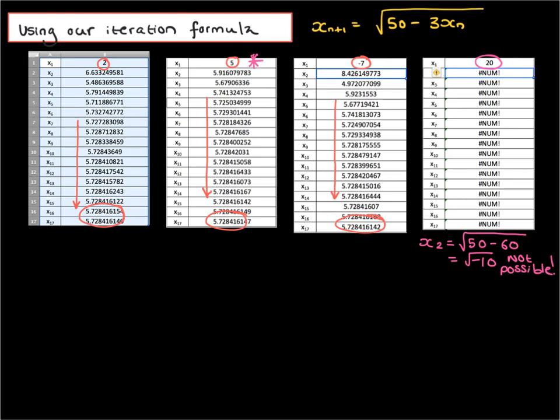Now, have an experiment with this yourself, try different starting values. Can you get to that other root, which was about -8.728...? What you will find is, regardless of which starting value you use, you cannot get to that particular root with this iteration formula. So that's really important. Not every iteration formula will allow you to find every root. And that's because it's possible to create more than one iteration formula. Now, let's have a look at this iteration formula.